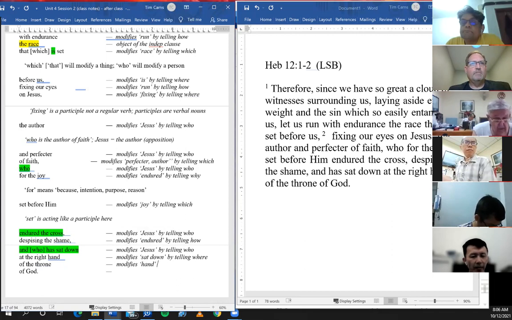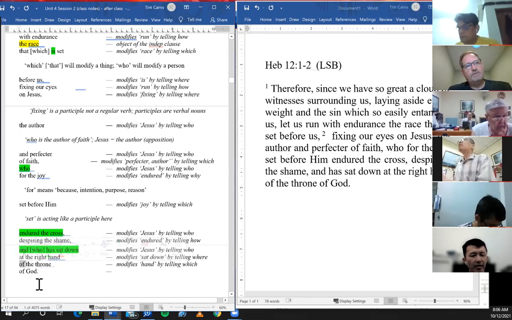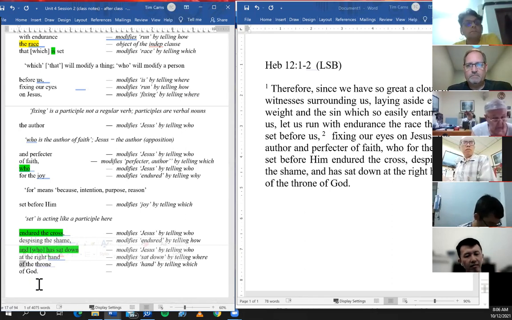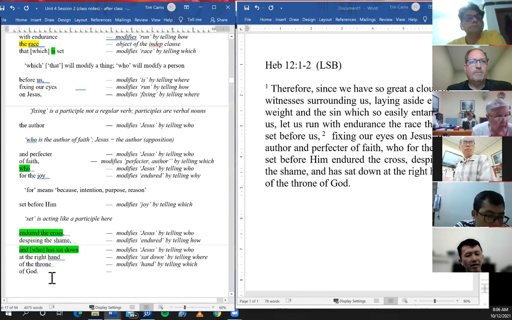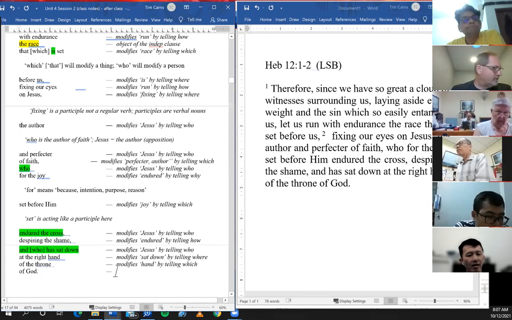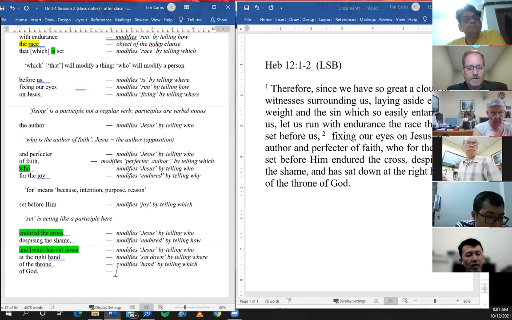Yeah, I think hand makes sense. It's telling us which hand. Again, remember, whenever we have the word of, almost always it modifies the word right before it. You can assume that. Very rarely does it modify something else. Almost always the word right before it. So of God, that tells you the answer to that one too, right? Same with the throne. It's telling which throne, specifying, describing.